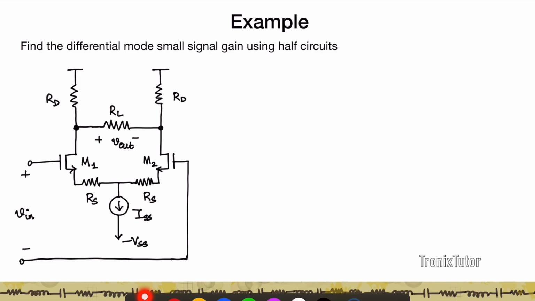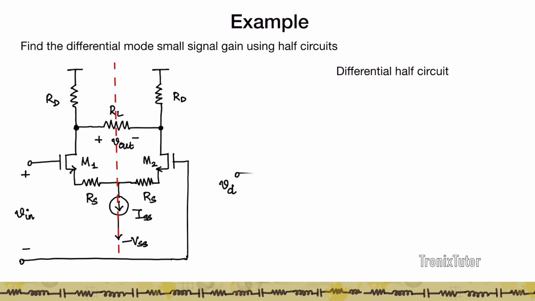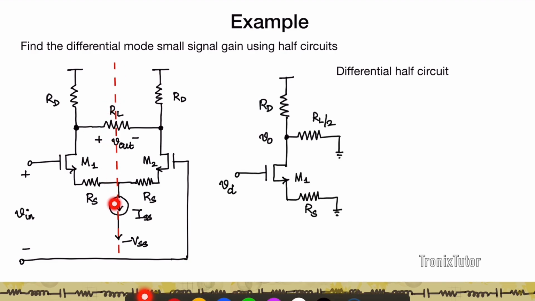Find the differential mode small signal gain of this circuit using half circuits, right? Again here, first thing to do in such problems is to first identify the line of symmetry. And the line of symmetry passes right here through this load resistance RL and through this common point and the tail current. So therefore, if I construct the half circuit, it consists of RD. Only half of RL is going to be part of this half circuit. So it's going to be RL by 2.